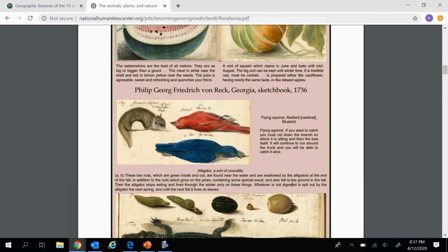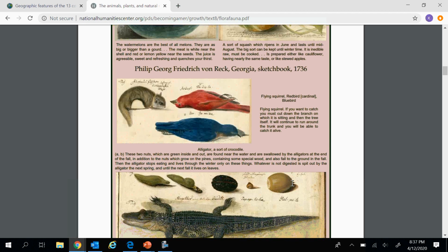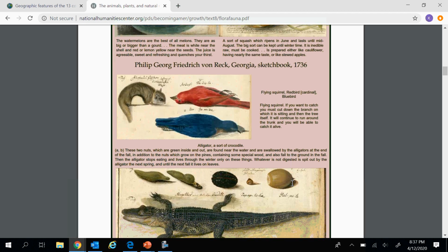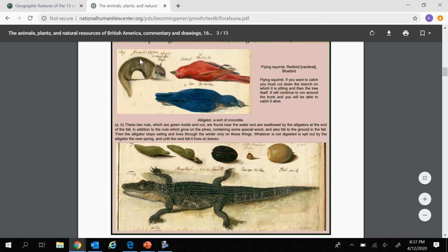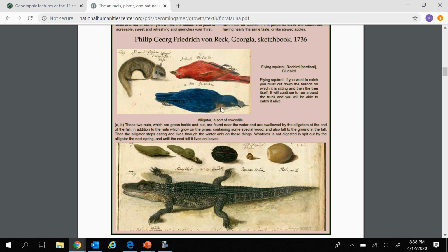Now we're going to move to someone else, who was spending most of their time in the Georgia colony. And these are different animals that they noted there. So again, we have another flying squirrel, and then we have two types of birds, a red bird, which we now call a cardinal, and then a bluebird.